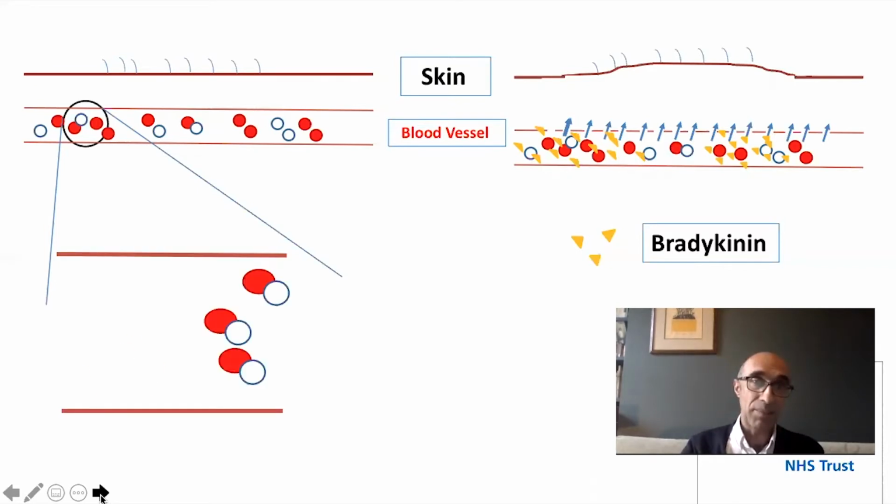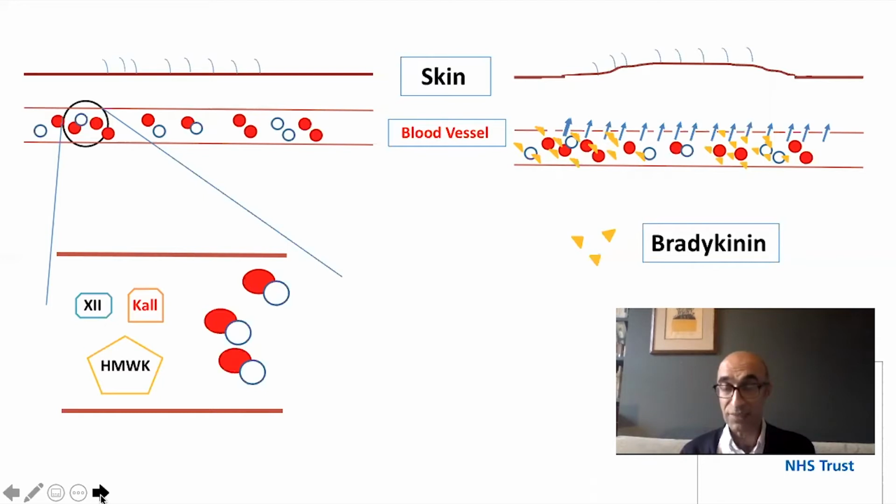Let's look at this a bit closer. High molecular weight kininogen is a big protein that we need in order to produce bradykinin. And to make bradykinin, you need certain tools, such as kallikrein and factor 12. Kallikrein and factor 12 are two enzymes, or tools, like, for example, a pair of scissors. So high molecular weight kininogen, kallikrein, and factor 12 come together in a trimer. Trimer means three molecules. So this is a large molecule, a macromolecule made out of three molecules.